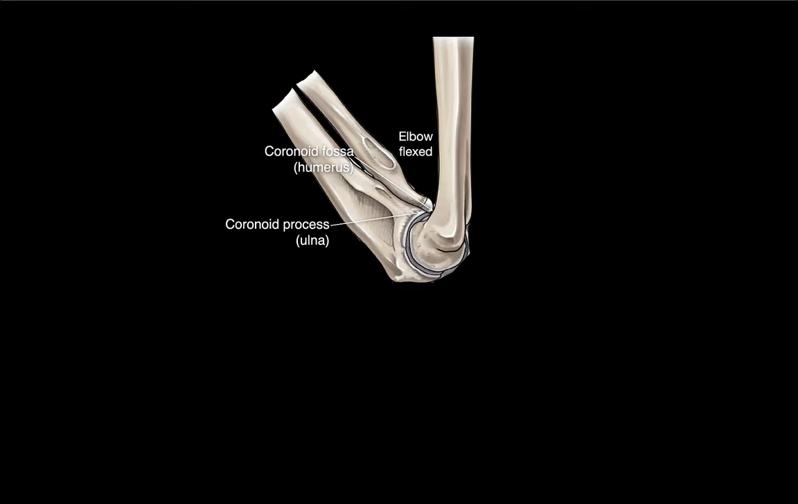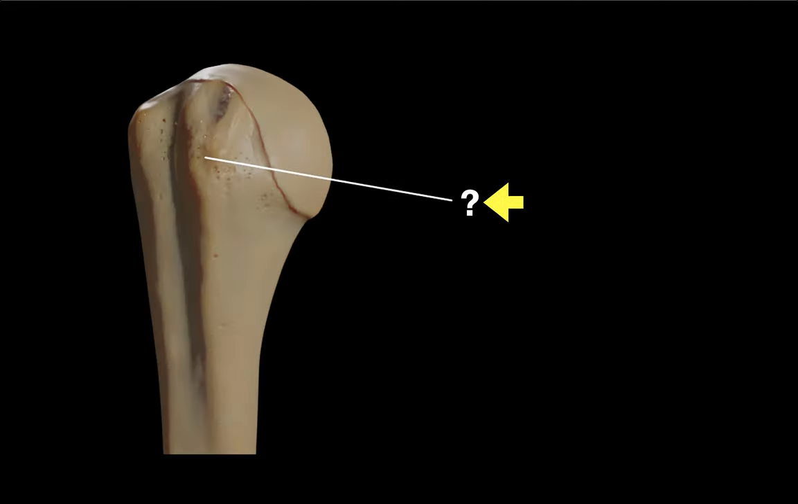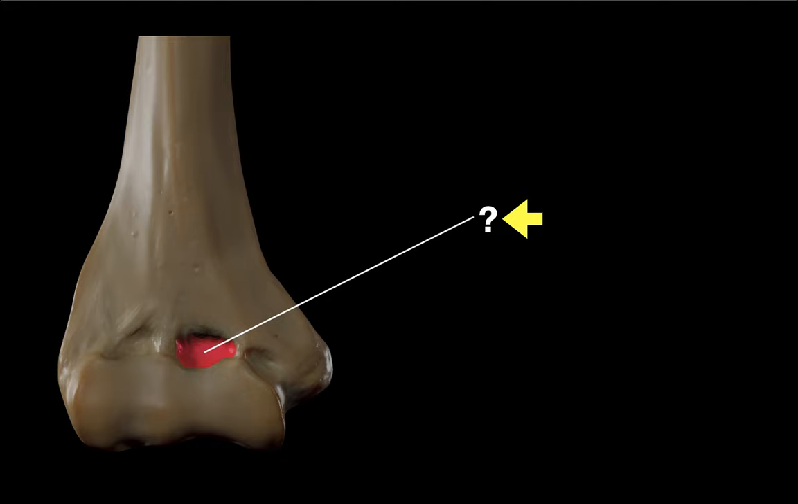Now, let's do a little bit of review, shall we? So we look at this and you think, well, what's that yellow thing? Well, it's the distal part of the humerus. It looks like a pulley, trochlea. What about this one? Well, that is a bump or swelling on the front of the proximal humerus. It's smaller than the other one, so this is the lesser tubercle. What about this one? Well, that's a shallow little pit or pothole on the front of the distal humerus. That's the coronoid fossa.